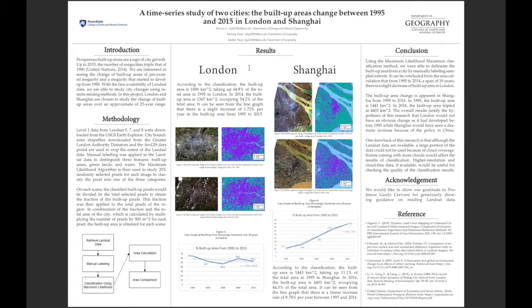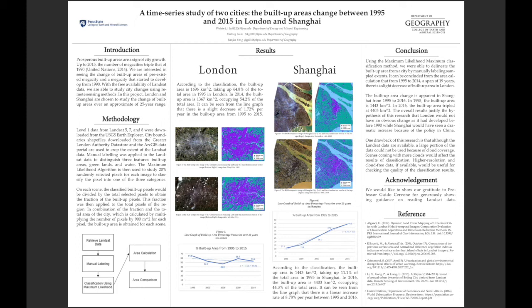Based on the classification results of London satellite images, we found that from 1995 to 2015, there is a slight decrease of urban built-up area. What we show here is the satellite image and classification results of London in the years 1995 and 2014, the beginning and the end of the time series analysis. In 1995, the built-up area takes up 65.8% of the total area. In 2014, the percentage is 54.2.